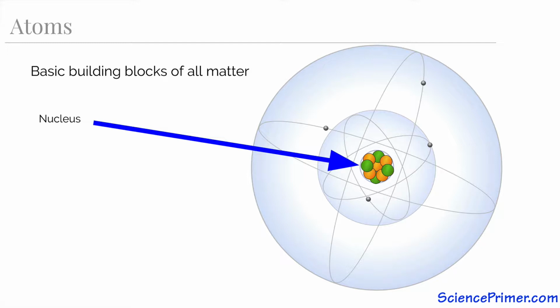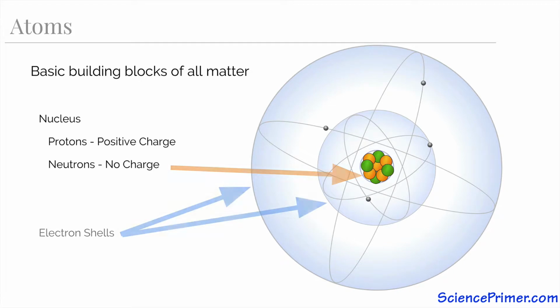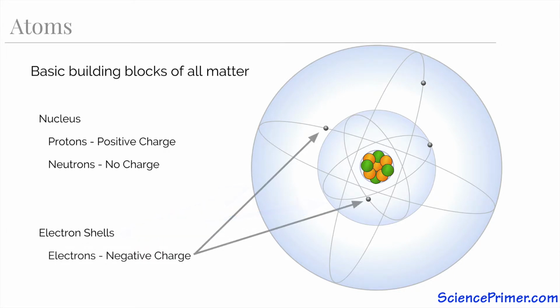Within the nucleus there are two types of subatomic particles: protons, which carry a positive charge, and neutrons, which have the same mass as protons but no charge. Outside the nucleus are the electrons. The place within the atom where electrons can be found is called the electron shells. Electrons are fast-moving, highly energetic, and carry a negative charge.